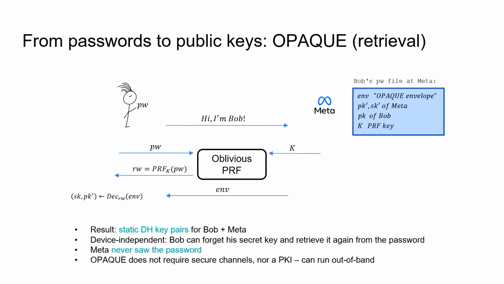Okay, now in the online phase, when we actually want to retrieve these public keys again from the password, it looks very similar. So the client comes, says, hi, I'm Bob. The server can retrieve the password file for Bob, and he finds again this PRF key, the same that he used before, and then they're just going to do the same as before. The client is recomputing the PRF value of the password, and then the server sends the envelope, and the client can decrypt his secret key from the envelope. Okay? So the result of this OPAQUE step is that both the client and the server hold their own secret key and the public key of the other party. Okay?